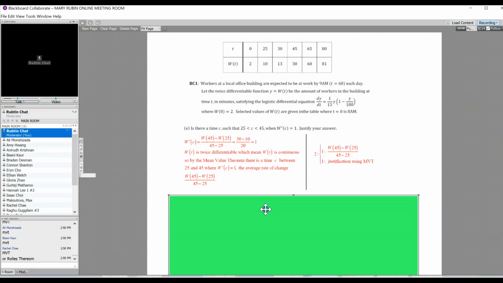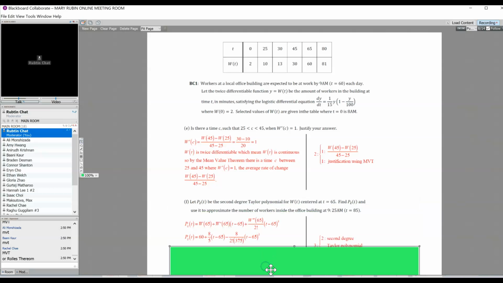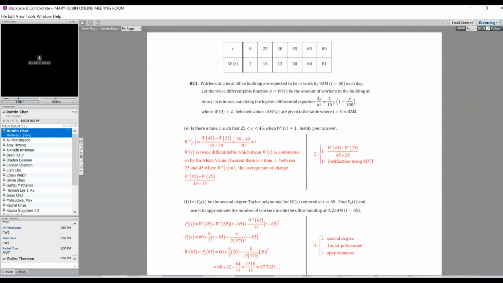I think there's just one other part, D, E, F. Okay, in this one, people rocked it out. I was watching this. So second degree Taylor. Use it to approximate. So you start out with what's happening at 65, because 65 is your center. So W of 65, that gets you right here. And then the derivative at 65, the second derivative at 65.